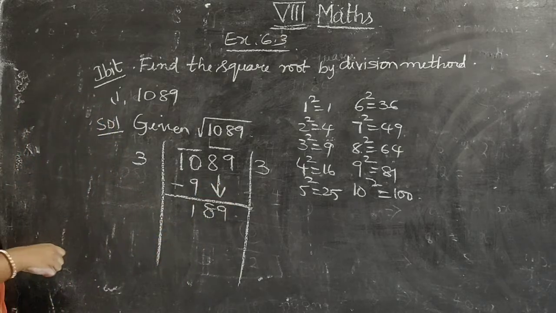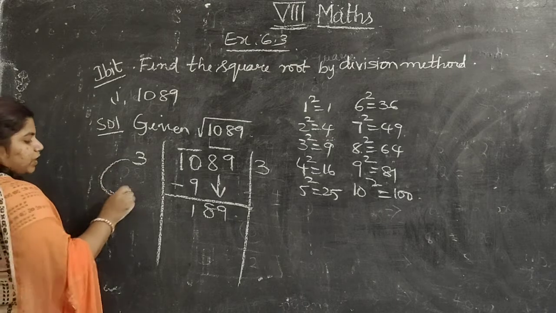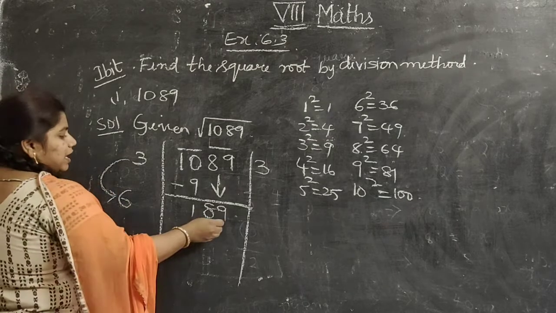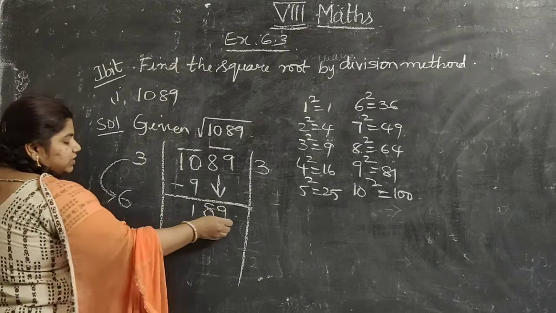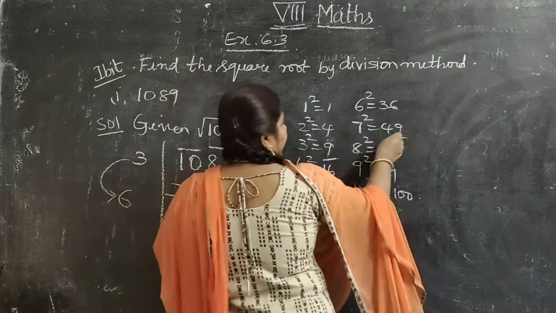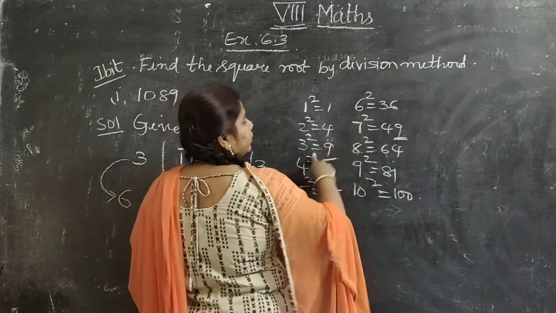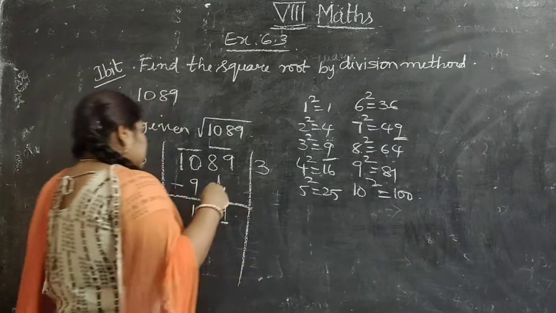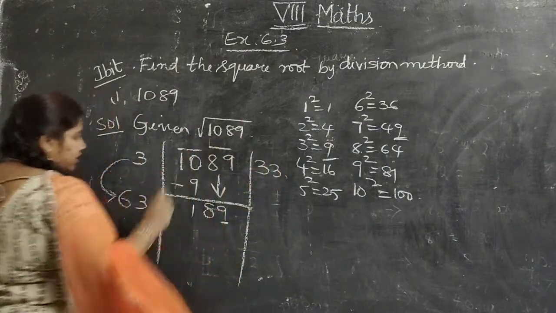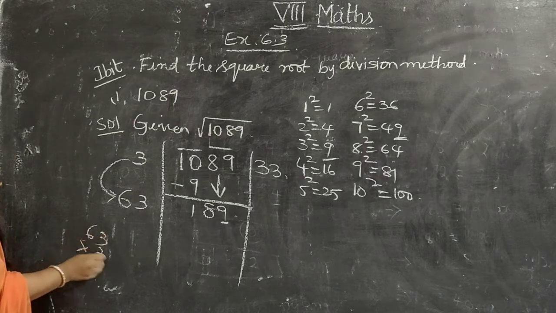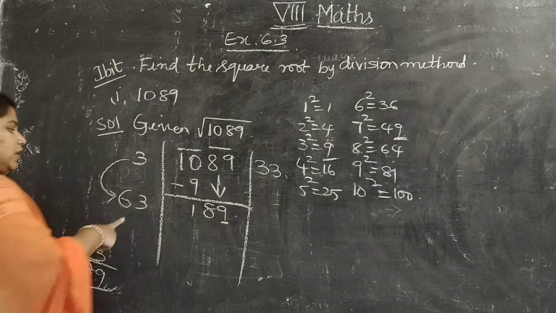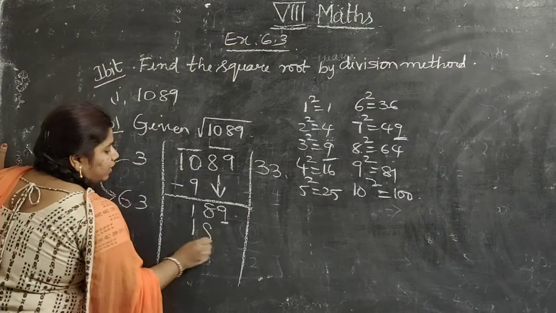That is 189. Now double this 3, that will be equal to 6. What is the last digit here? The last digit is 9. Where do you see the last unit digit as 9? In 3 square and in 7 square. That means the answer will lie between 3 and 7. So first we will apply 3 here. 63 into 3: 3 nines are 27... 3's are 9, 3 sixes are 18. So you got 189.